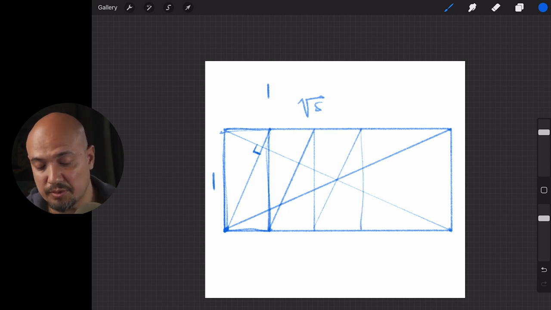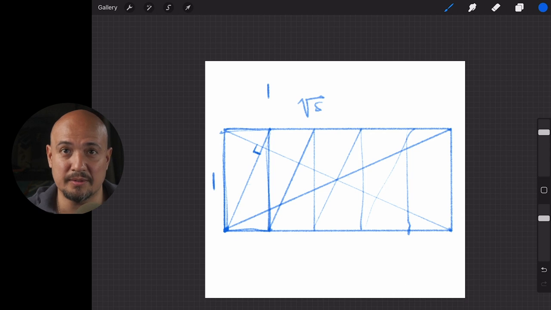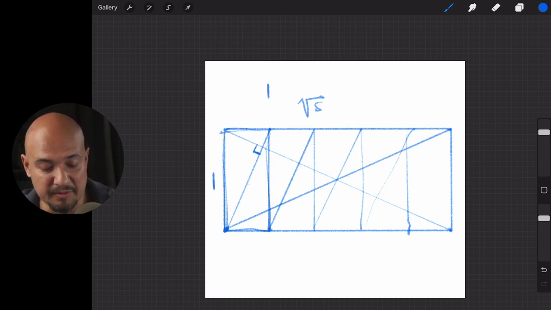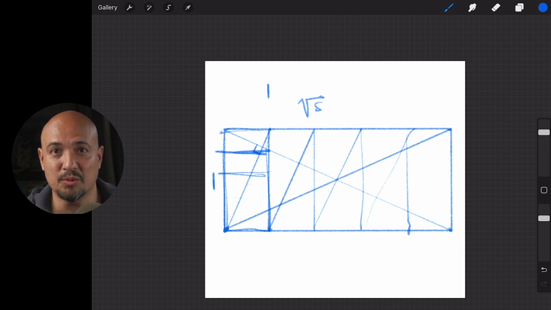And so on and so forth. You are making root five rectangles all throughout. Yes, are you with me? So you can even make the division here. That's another root five rectangle. And so on and so on. You can go on and on creating tiny little root five rectangles.